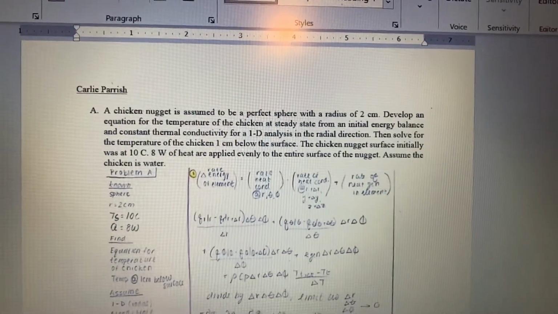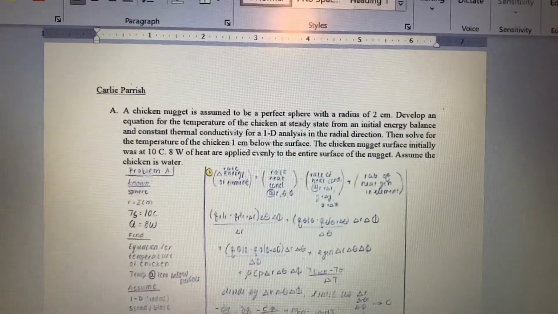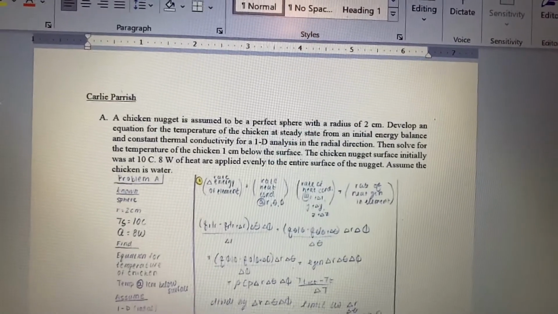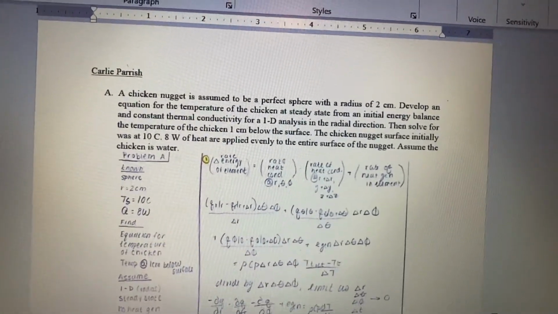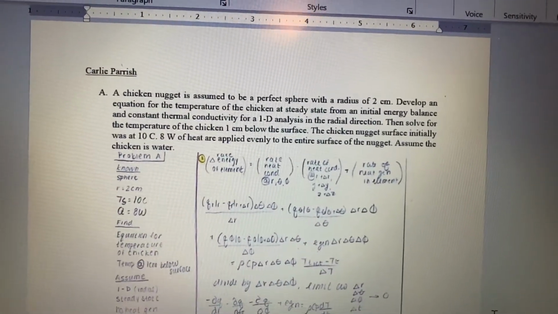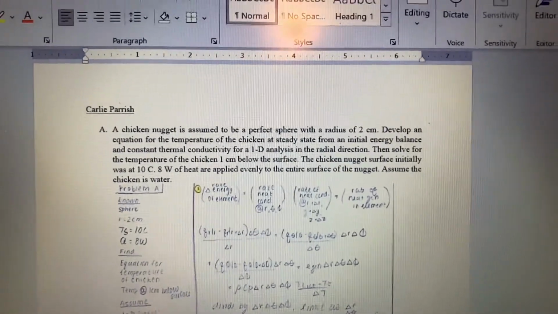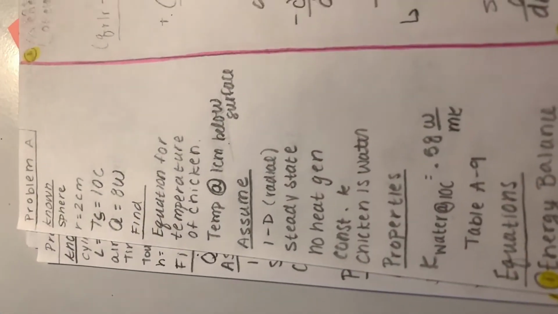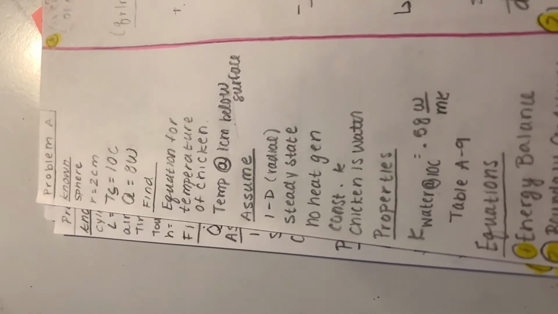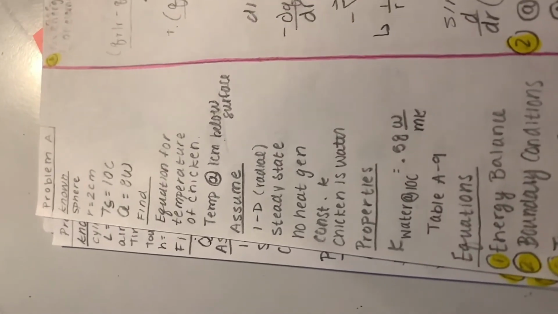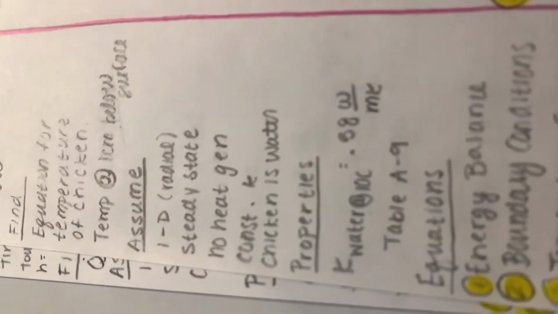My problem A is about a chicken nugget, which is a sphere, and it covers the conduction equation. You have to derive that equation and then find the temperature at a certain radius. So for this problem, you can assume that it's 1D, steady state, there's no heat generation, constant k, and the chicken is water, and you'll get these properties.